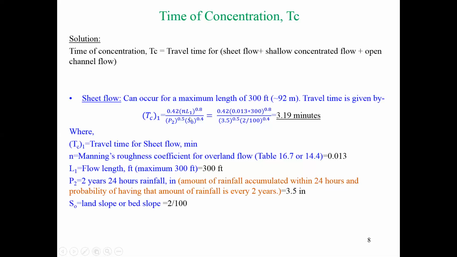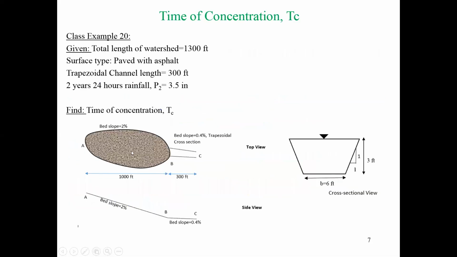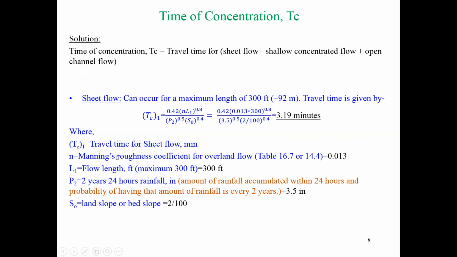The L1. We know that sheet flow can occur for a maximum length of 300 feet. So if I go to the previous slide, the watershed was 1,000 feet. Out of this 1,000 feet, up to 300 feet, we can get the sheet flow. So we will take that as the flow length. If the watershed was less than 300 feet, we will take the whole length as the length for the sheet flow.